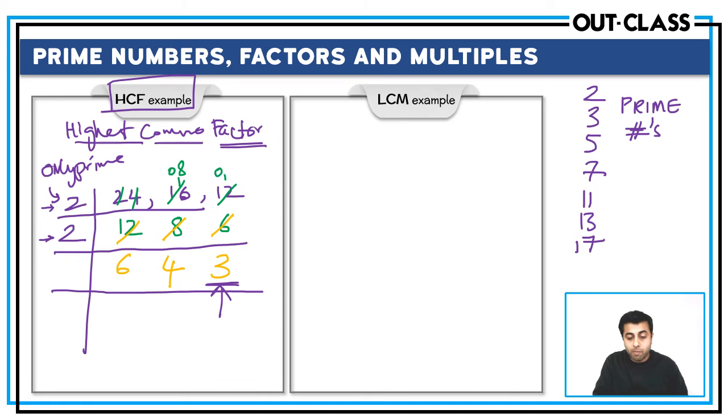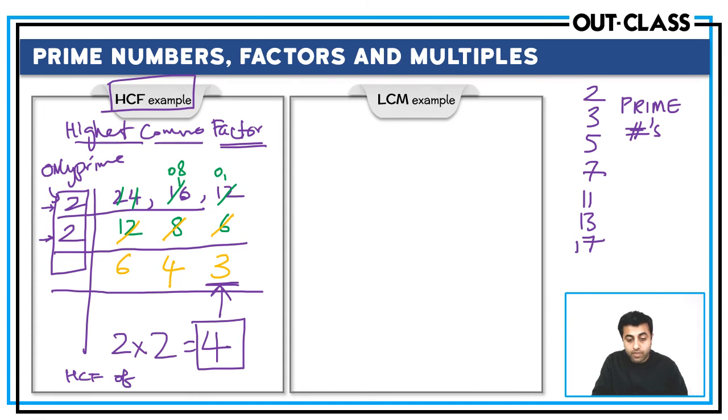Okay, and what does stopping mean? Now you just take whatever were the factors that you had got to and you write it like this. 2 times, in this case 2. So you get 4, and the answer is 4 is the HCF of the numbers we started with, 24, 16 and 12.